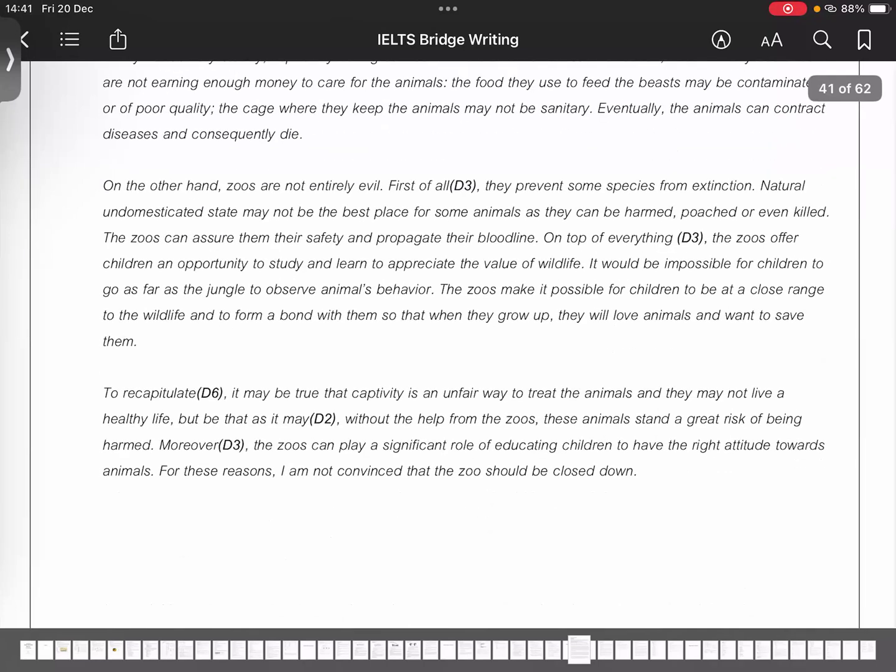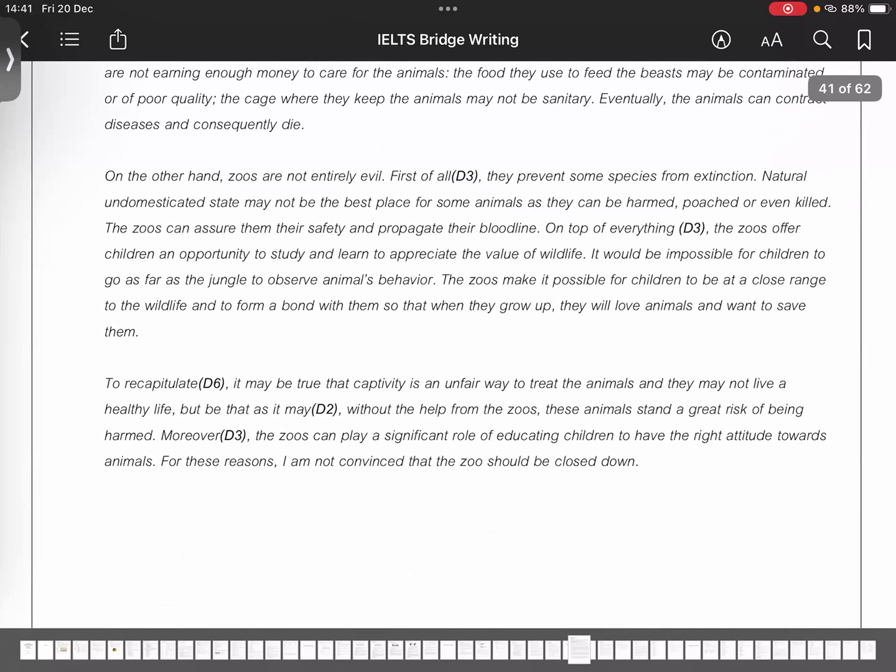Now, let's read the final paragraph to recapitulate. It may be true that captivity is an unfair way to treat animals, right? And they may not live a healthy life. So that's basically it. So these two statements basically restate those two points that have already been mentioned in the second paragraph.